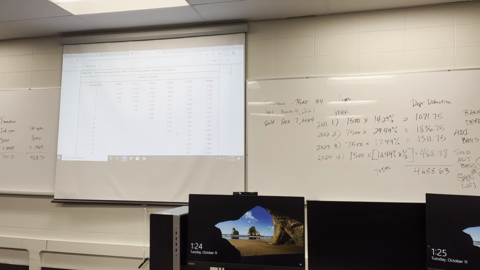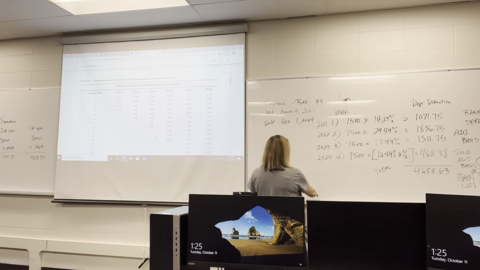Okay, so let's look at the rest of these other tables. So that was the half-year convention, where we only have one table. Woohoo! Yay. The mid-quarter convention, though, we have 4. Why on earth would we have 4? One for each quarter, right?